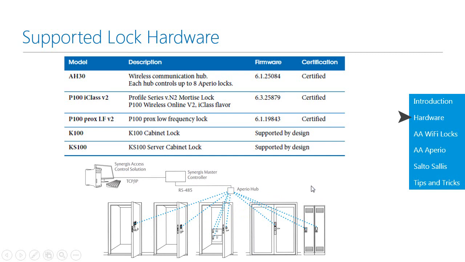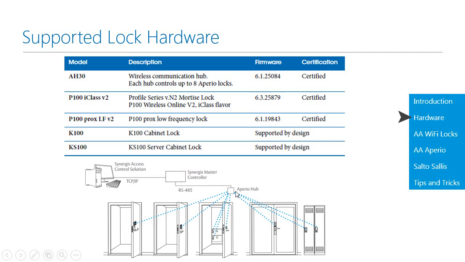Now we've tested a few different locks with the system, but other hardware can be used with the AH30 hub as well. For example, we have tested the PR100 models here and the K100 and KS100, which are cabinet and server cabinet locks. But there are other models that do work with the Aperio system that may work as well.